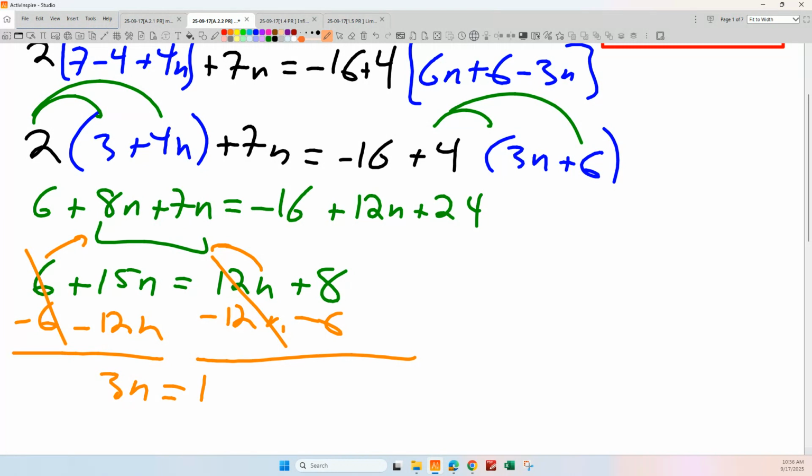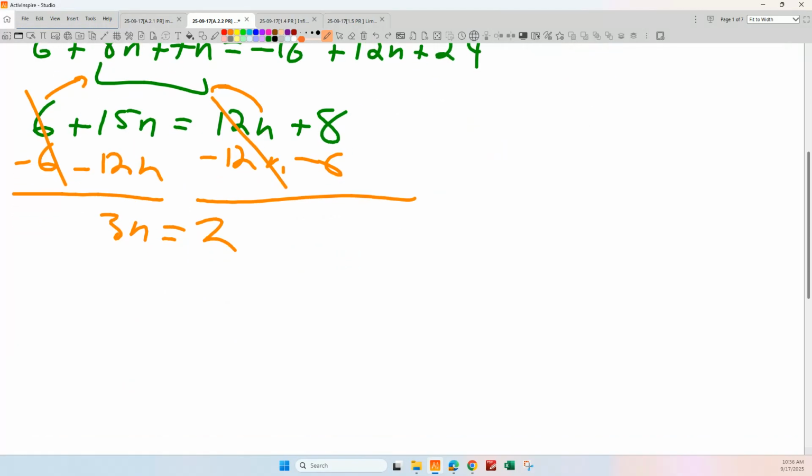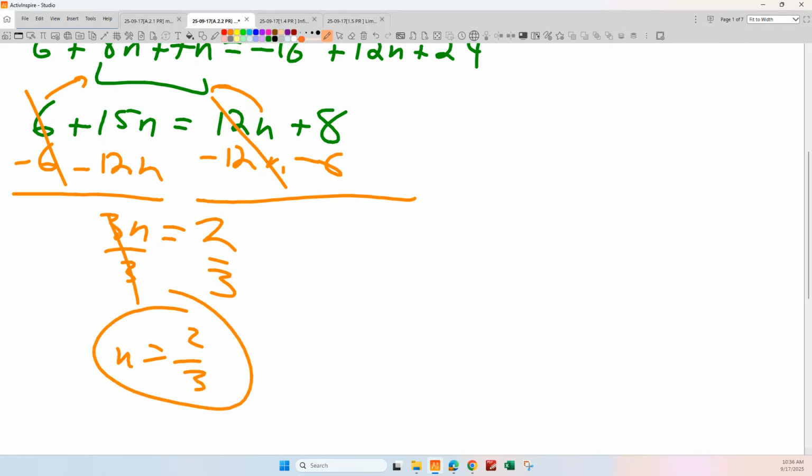Oh, 2, sorry, what am I saying? Yeah. Whoops, how about 2? Okay, last step to isolate n. Yeah, divide by 3, good. And we got it. N equals 2/3. Good stuff. Okay, lot of moving parts there, right?